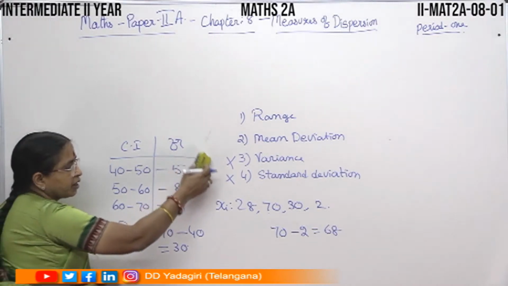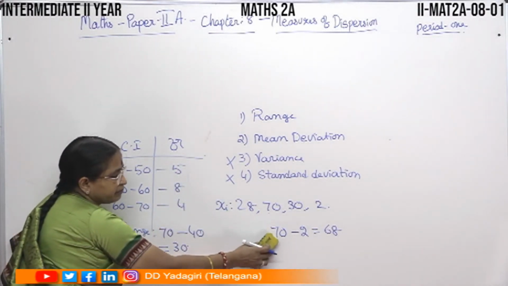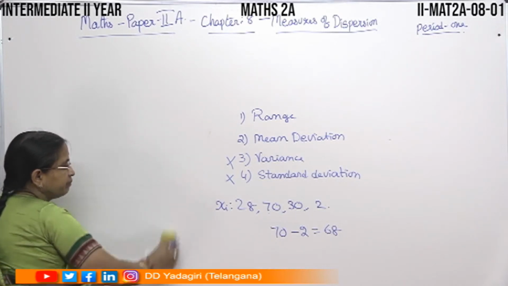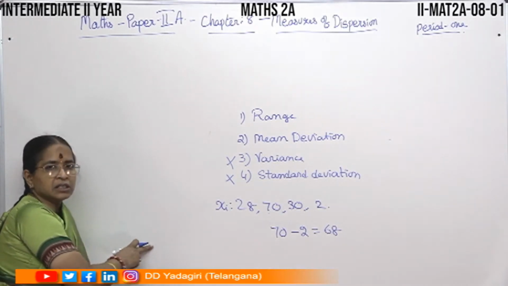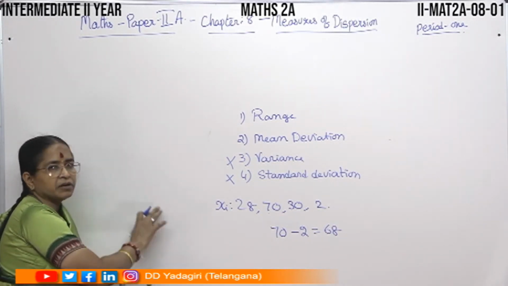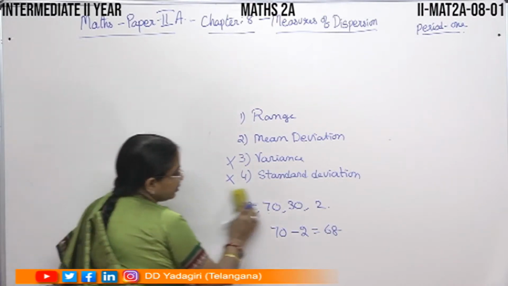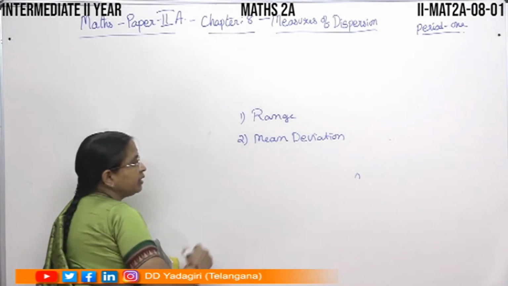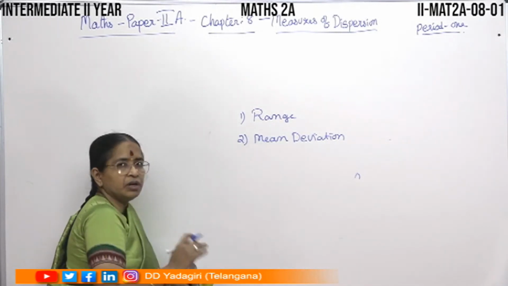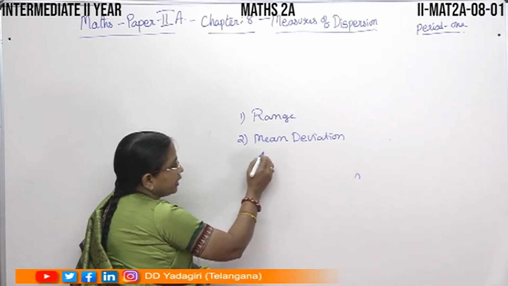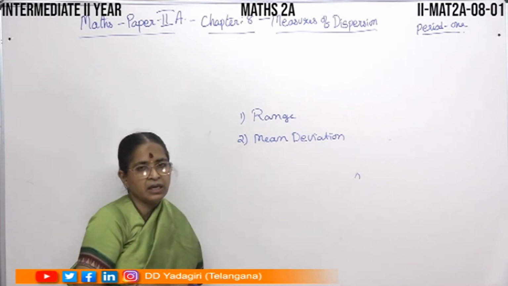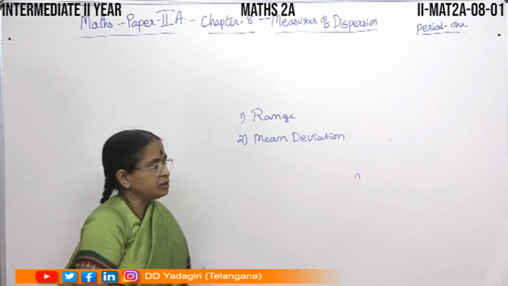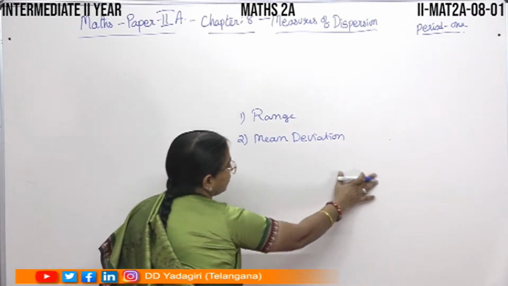So range for an ungrouped data is maximum value minus minimum value. Range for a grouped data is the upper limit of the largest class minus the lower limit of the smallest class. So like that we find the range. Now mean deviation. Mean deviation you have only for ungrouped data in your syllabus for this academic year. For grouped data, it is deleted.